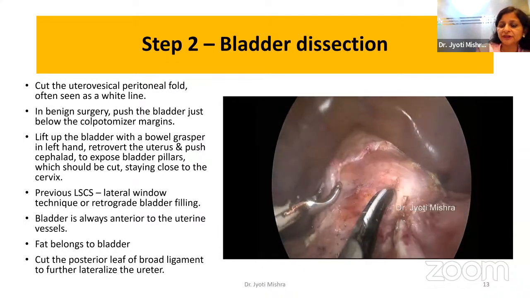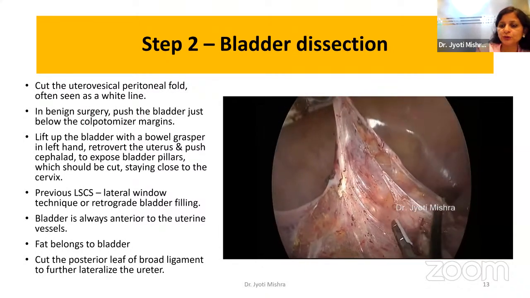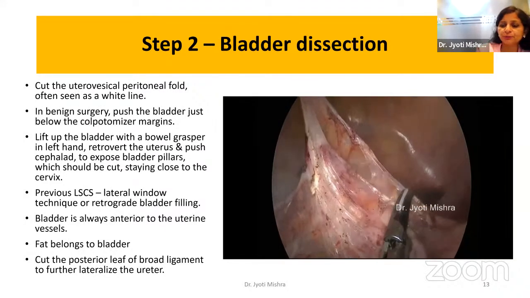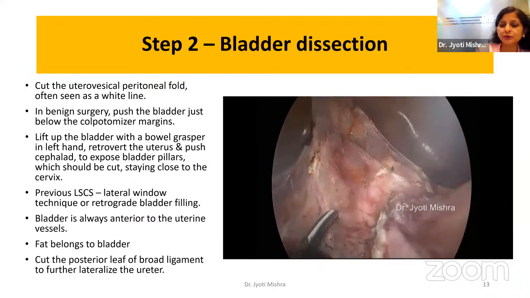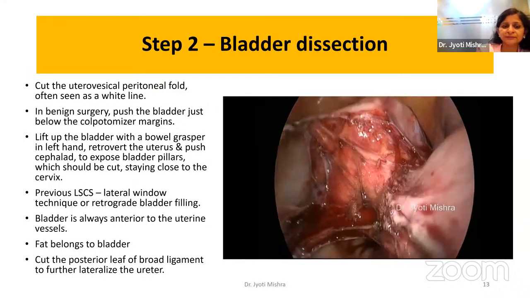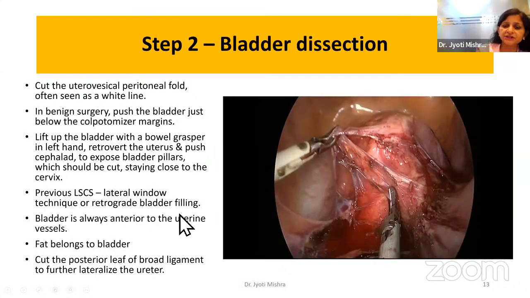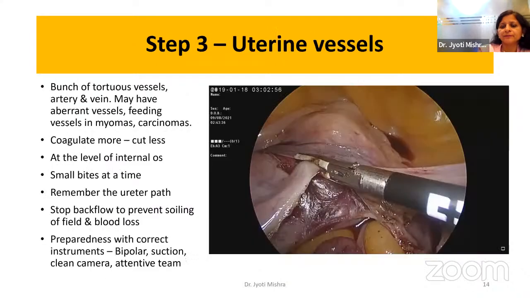Few fibers which are left. If you lift up the peritoneum, you will find few more fibers of the bladder pillar, which is nothing but the endopelvic fascia, which should be pushed down to get a clean cup over which you are going to do your colpotomy. Previous section, we have a separate talk, although lateral window technique and retrograde bladder filling are useful for that. Always remember, bladder is anterior to the uterine vessels and fat always belongs to the bladder.